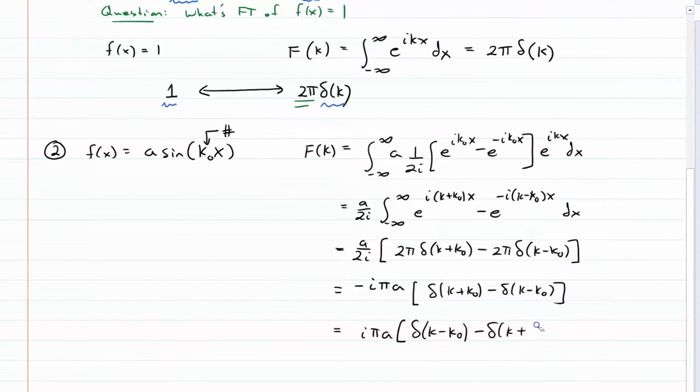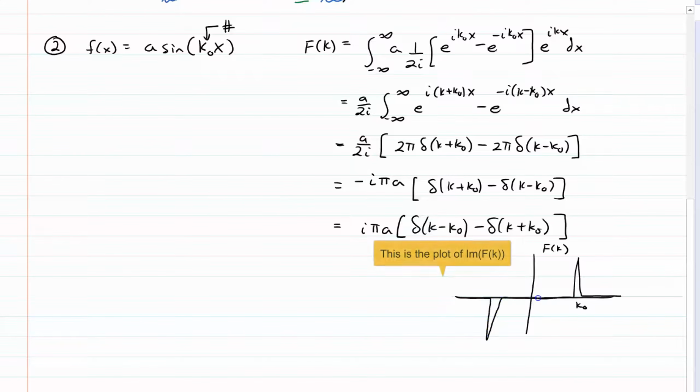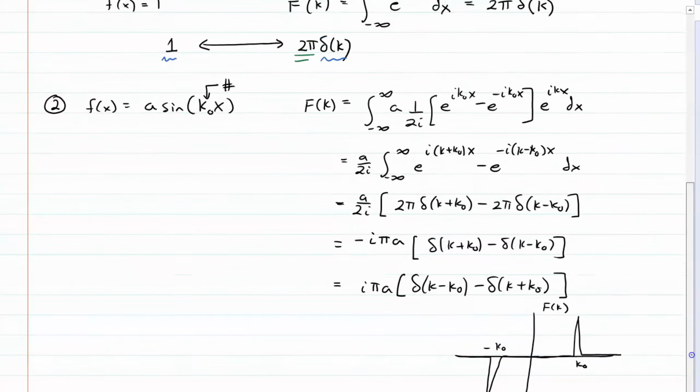We already did this once. This is the two spikes, right, in the imaginary part of the Fourier transform. So this is f of k. There's a spike at k equals k0 here, right? This is k0. And then there's a negative spike at k equals minus k0, like that, okay? So there's another example. We already worked this one out.